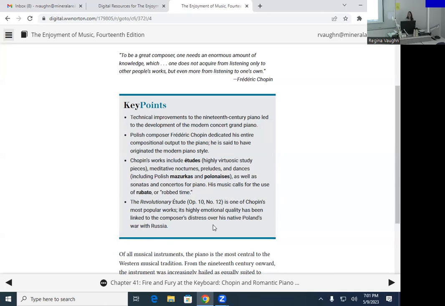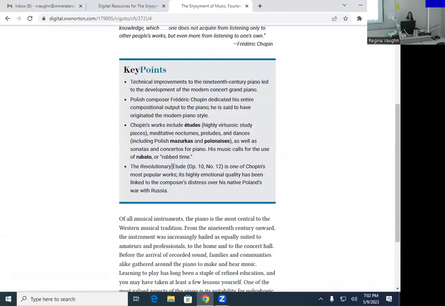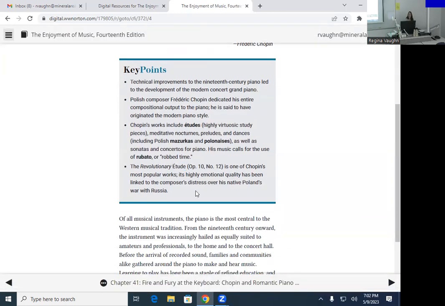We're going to hear the Revolutionary Etude. Remember, an etude is a teaching piece, which is one of his most popular works, highly emotional, and has been linked to the composer's distress over his native Poland's war with Russia. Remember, this was a time period where there was a lot of upheaval, lots of wars, especially on the European continent. And of course, we are going to fight a civil war right here in America. So there was a lot of upheaval.